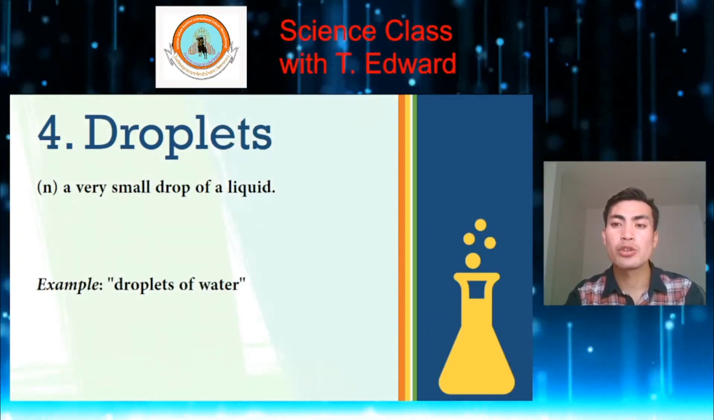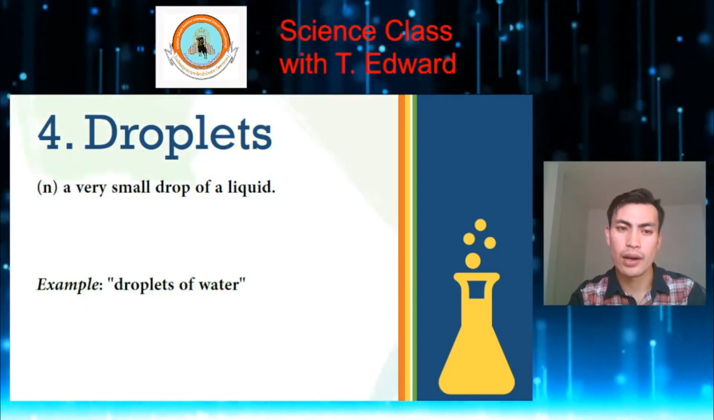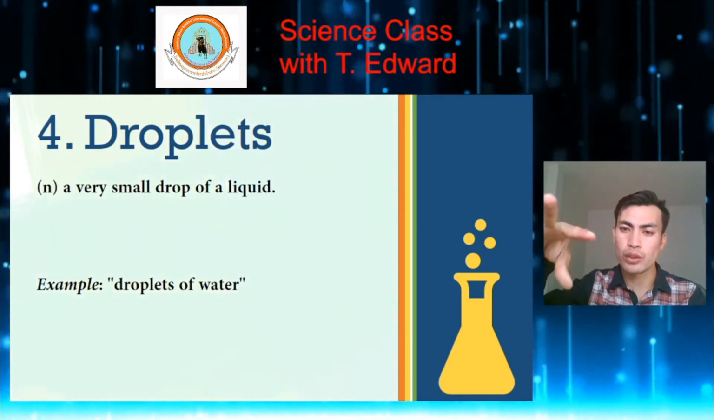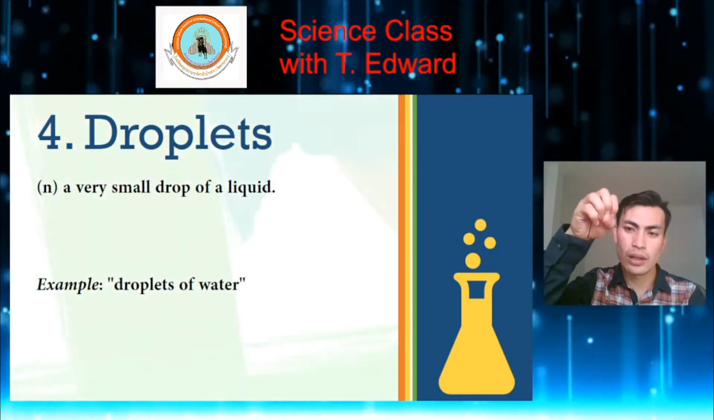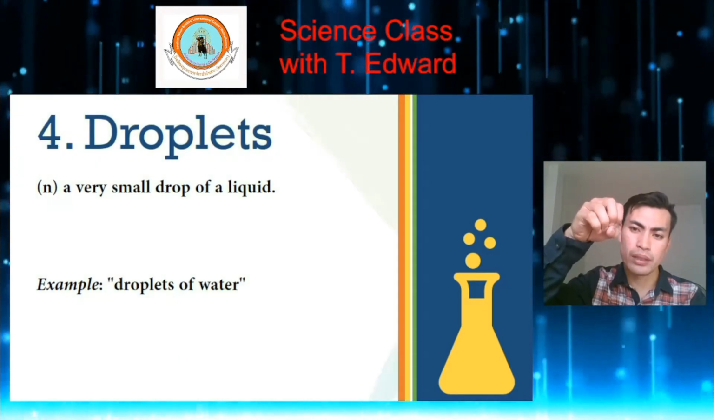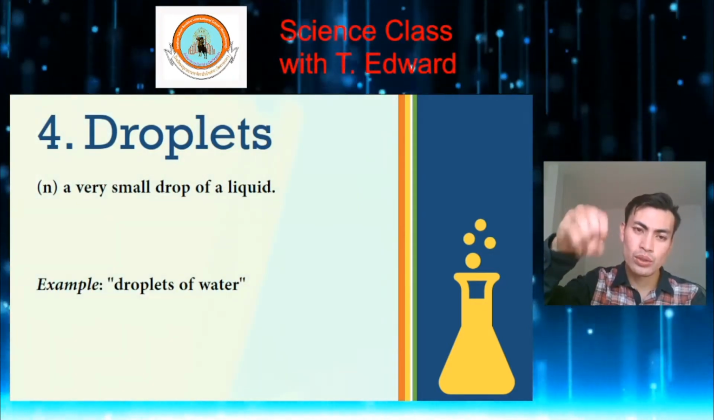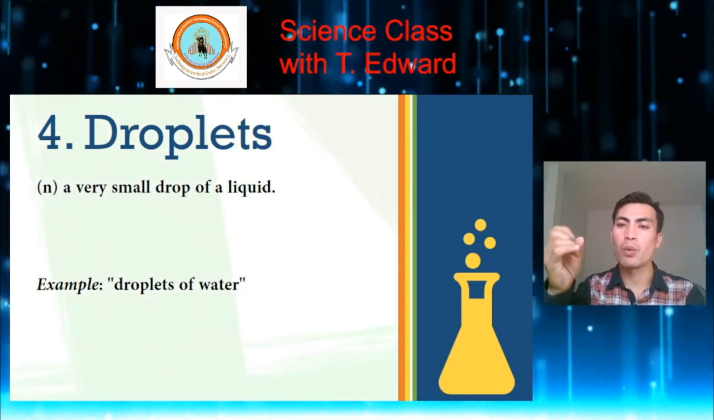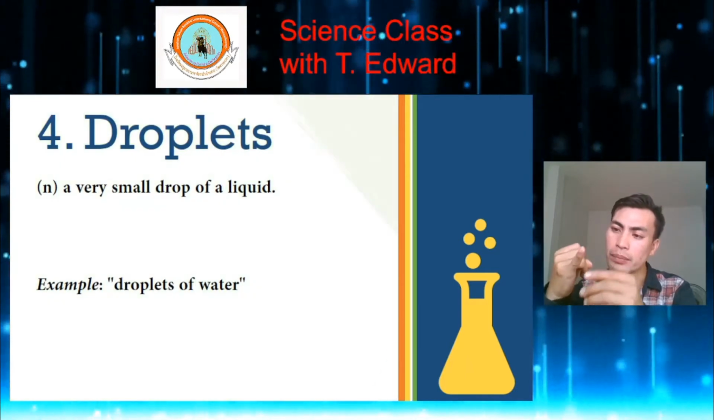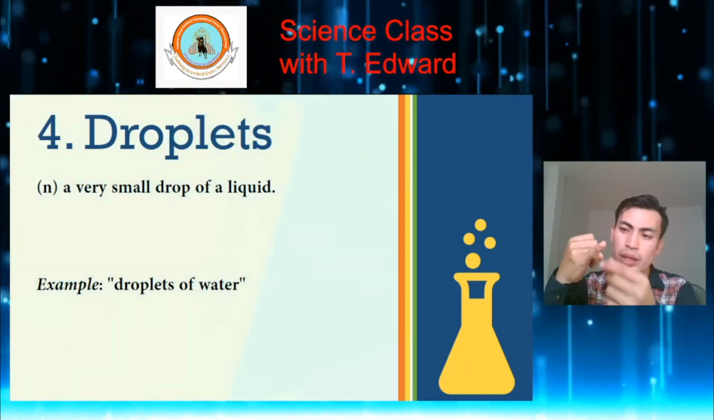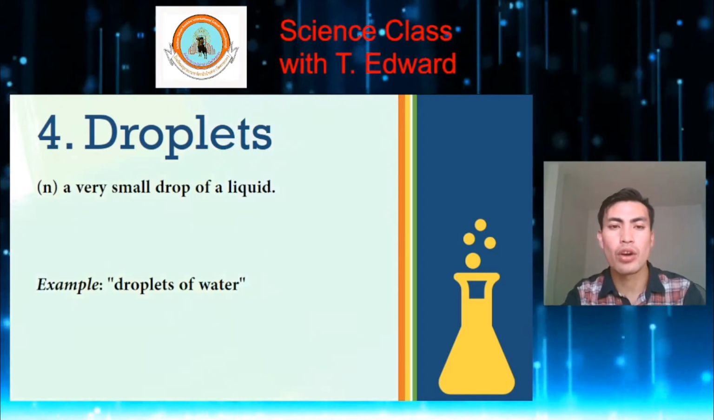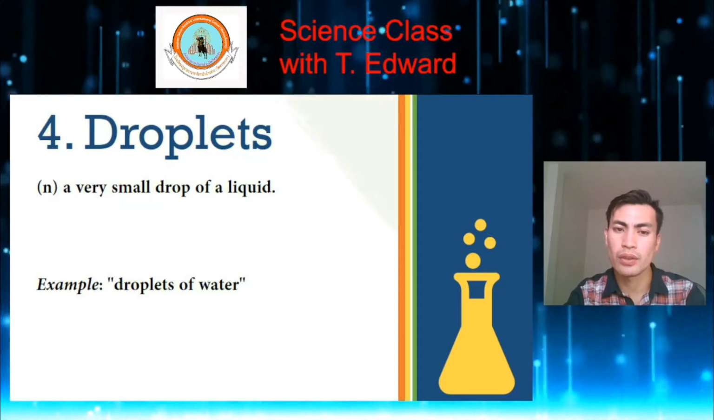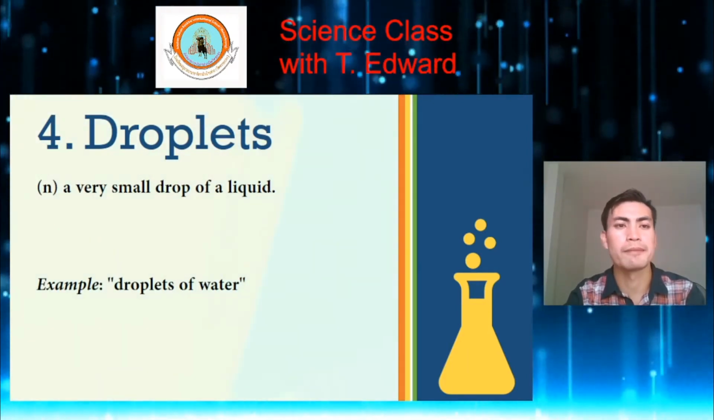Number 4, droplets. Droplets is a noun and it means a very small drop of a liquid. If you turn off the faucet and there's water that will drop little by little, that is what we call droplets. If you have a wound on your pinky finger and the blood comes out, we can also call it droplets of blood. We can call it droplets of water if it's water, or droplets of blood.